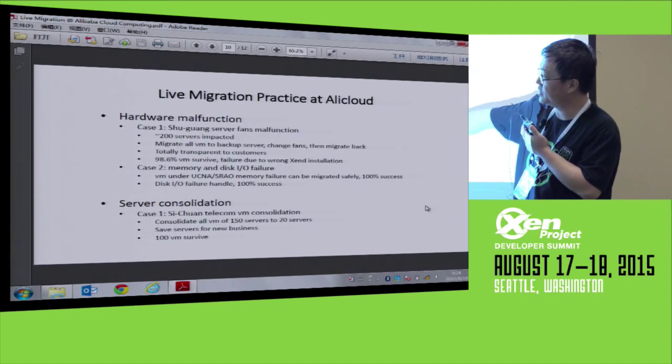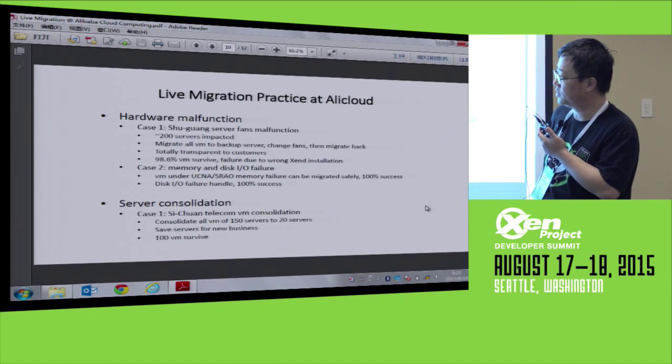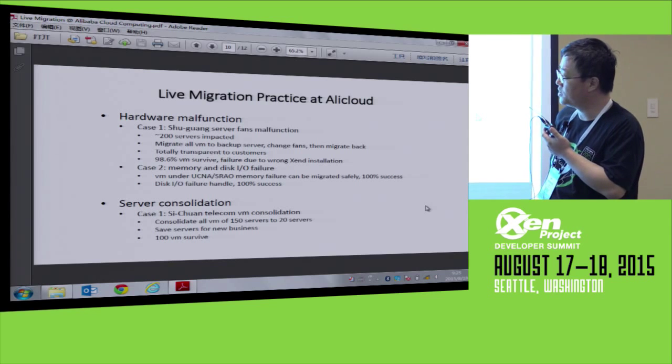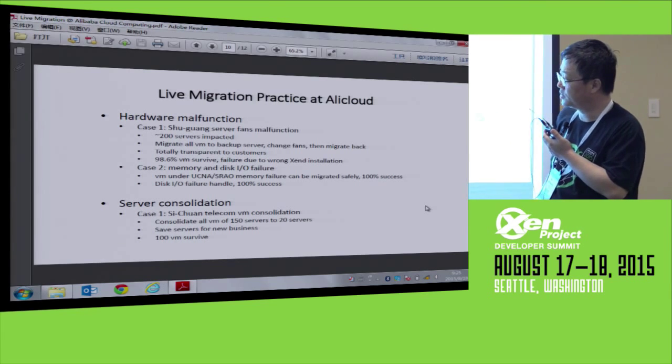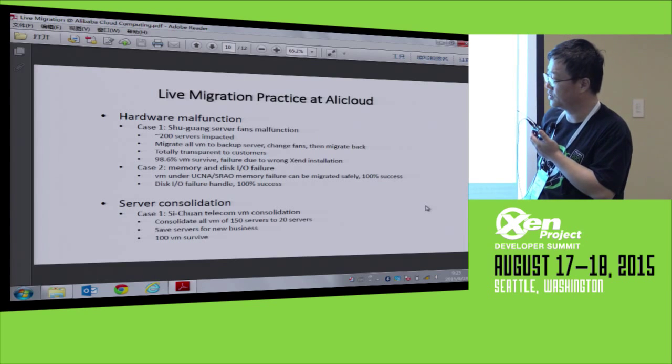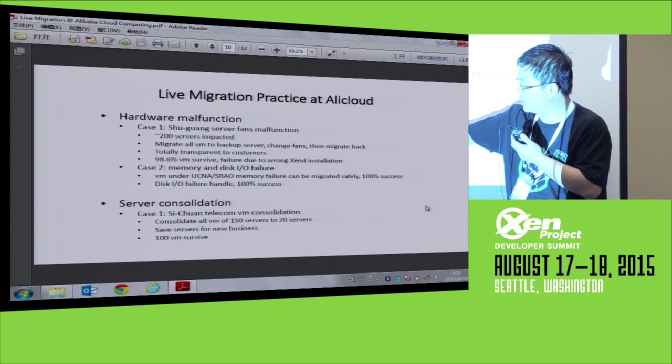Another case is server consolidation. We consolidated about 150 servers into 20 servers and saved the servers for new business. In this case, 100% of VMs survived.